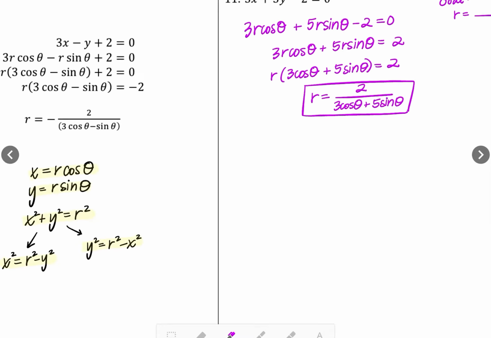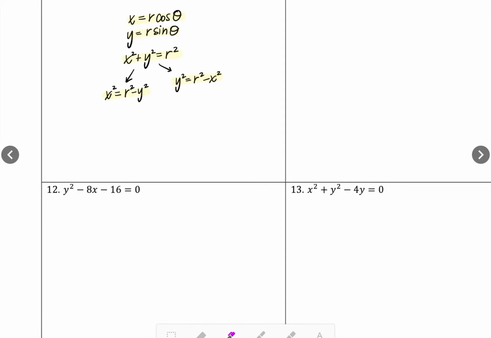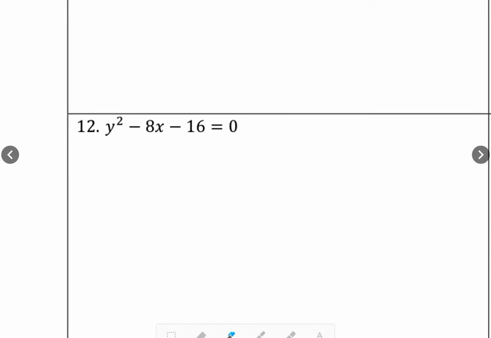Let's try another. This one right here. Again, I could just substitute in this x and y the same way I did above, but because I see that I have a y squared, let's be a little bit more creative with it. Let's go ahead and substitute in r squared minus x squared instead. So this y squared is r squared minus x squared.